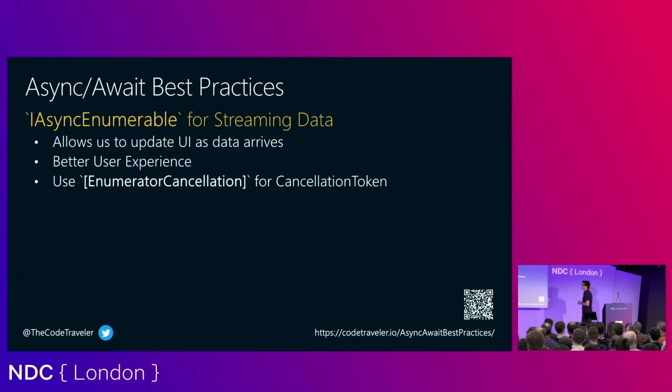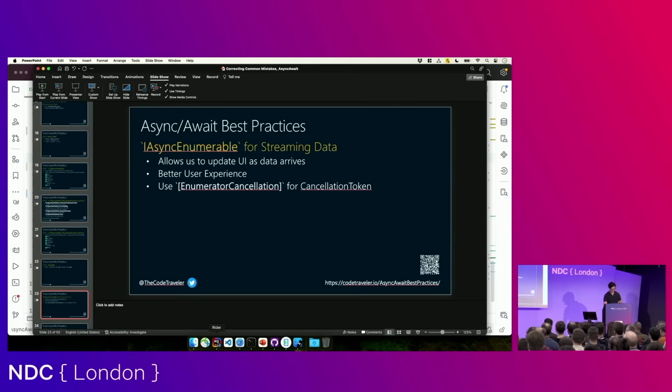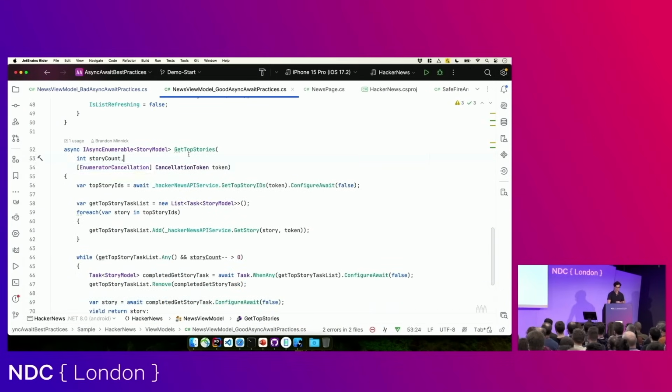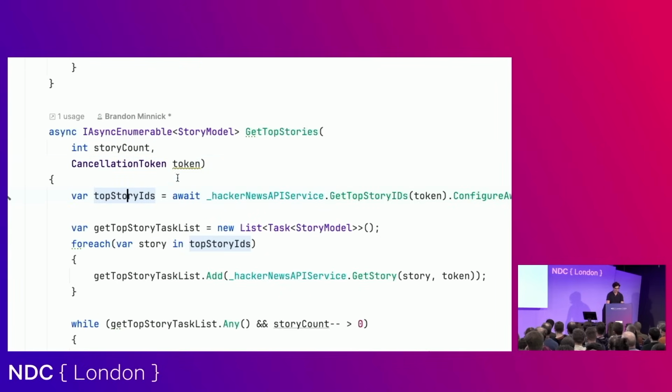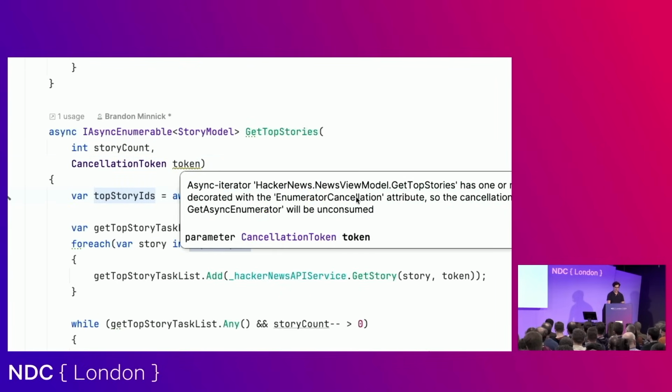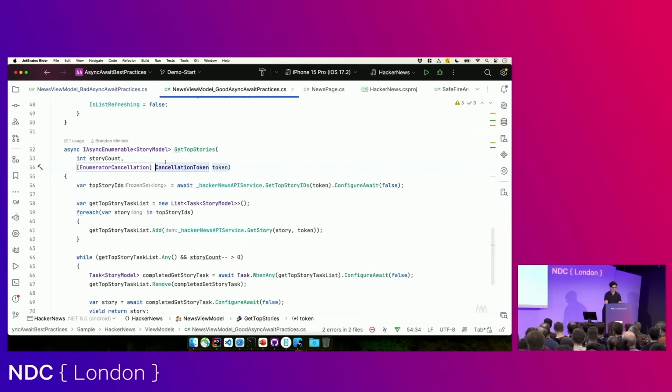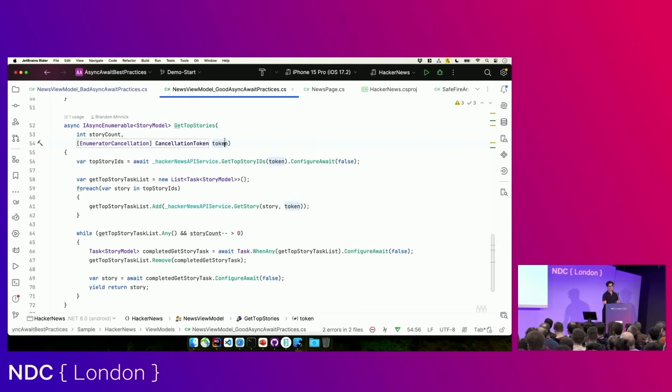And don't forget, I forgot actually, I didn't even tell you about enumerator cancellation. Let's jump back to the code real quick. So we're good C# developers, so we're always going to provide a cancellation token for our async methods. And when you do that for an IAsyncEnumerable, it'll yell at you. It'll say, hey, you should add this enumerator cancellation attribute. And what this does, this tells .NET that this is the token to pass into the AsyncEnumerable under the hood.